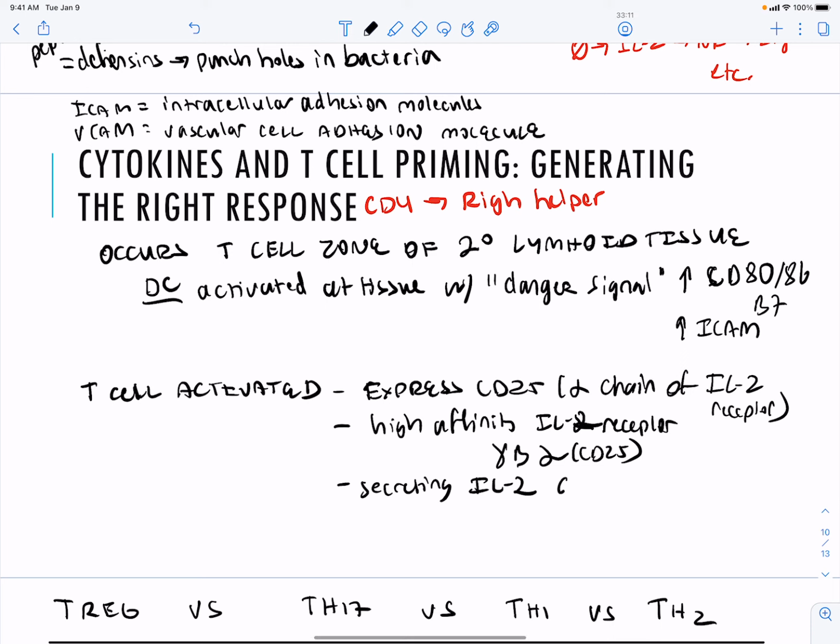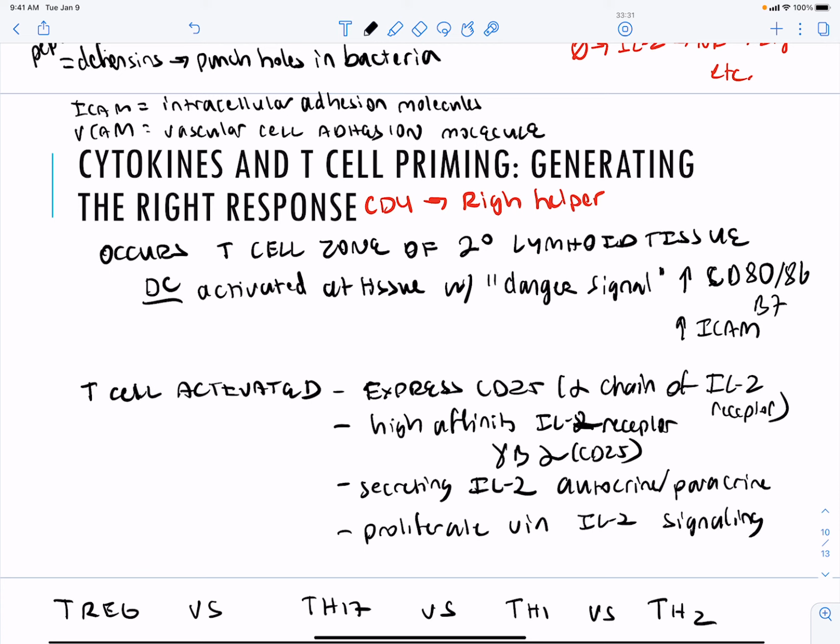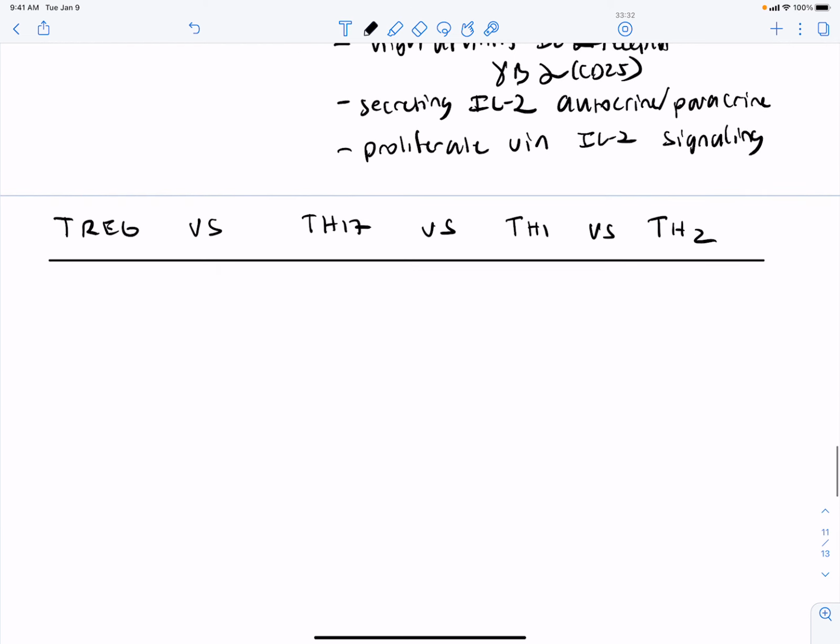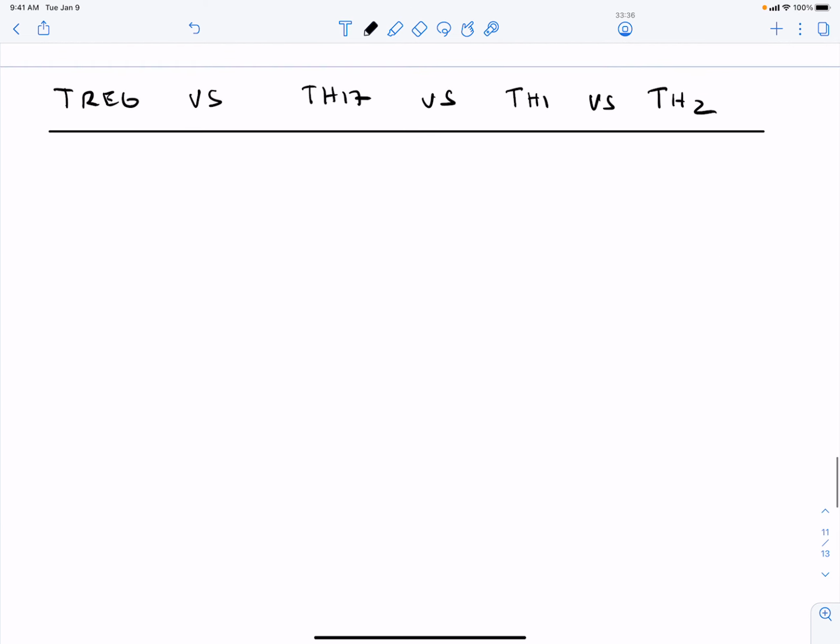And it's going to work autocrine and paracrine. And then it's going to proliferate via IL-2 signaling. So IL-2, of course, is very important for activation. And then the T cell has to decide, am I going to become a Treg, Th17, Th1, or Th2? So let's talk a little bit about these.